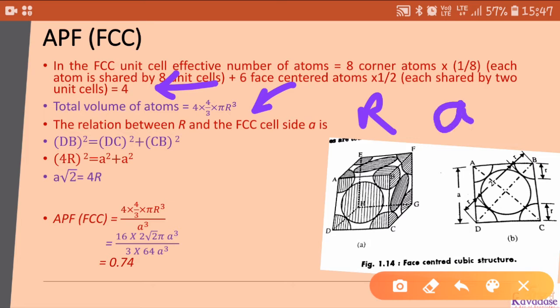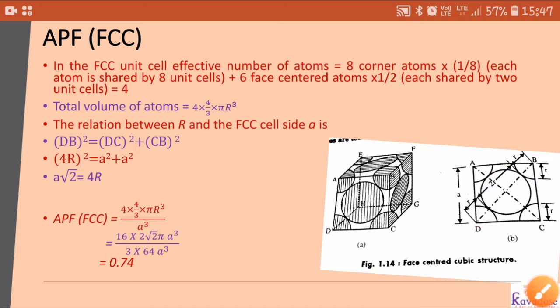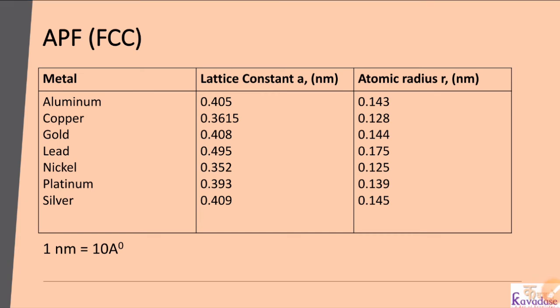And to find the relation between R and A, there are two factors, R and A. To find the relation, you can see this figure here. This is the front view of the FCC unit cell. You can see this is my A, the lattice parameter. In the front view, this is one half circle, this is a complete circle, and this is also a half circle. This is R, this is 2R, and this is R.